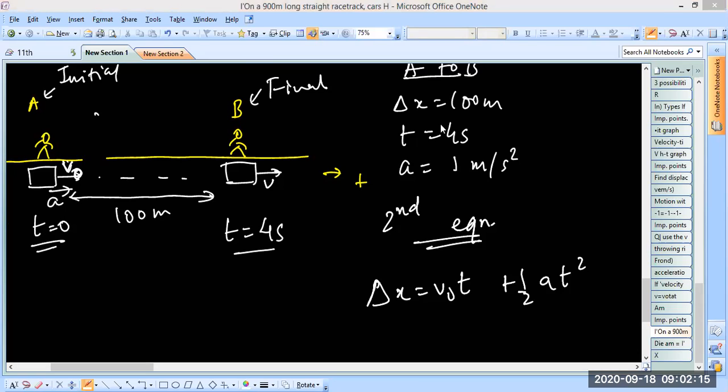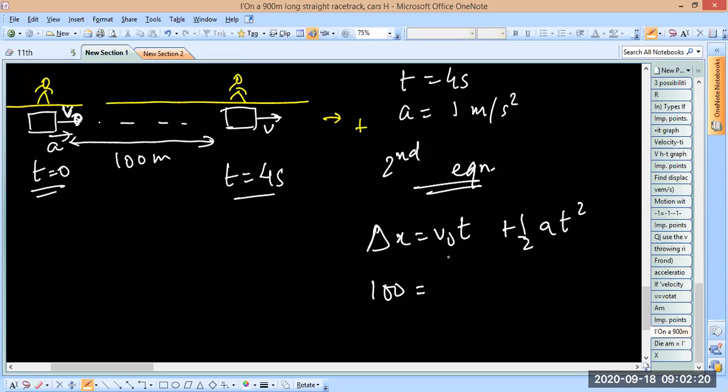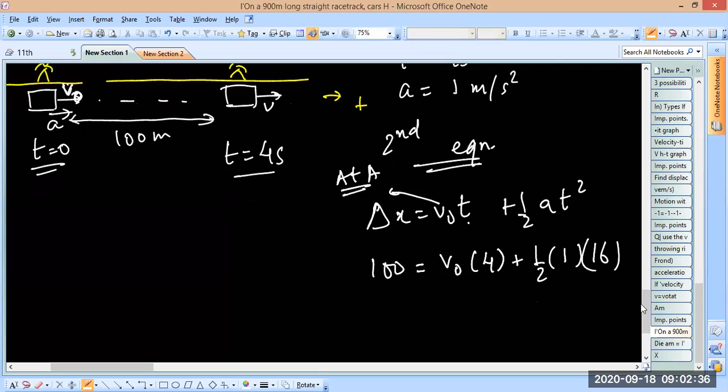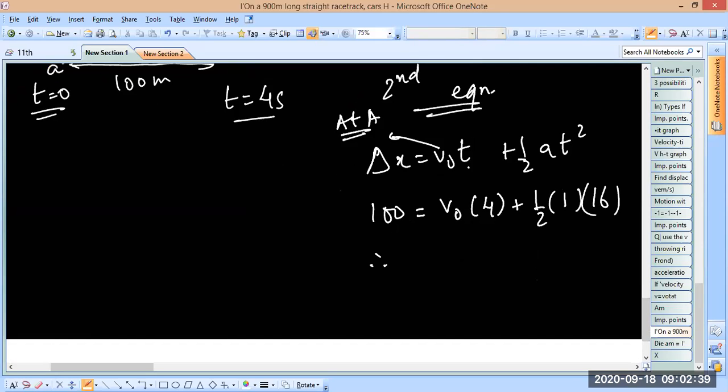So 100 is equal to v0, which we don't know. v0 means initial, at A. Into t, 4, plus 1 by 2 into 1 into 4 square, 16. So now 100 is equal to 4v0 plus 8. Therefore, 4v0 equals 92. And finally you get v0 equal to 23 meter per second.